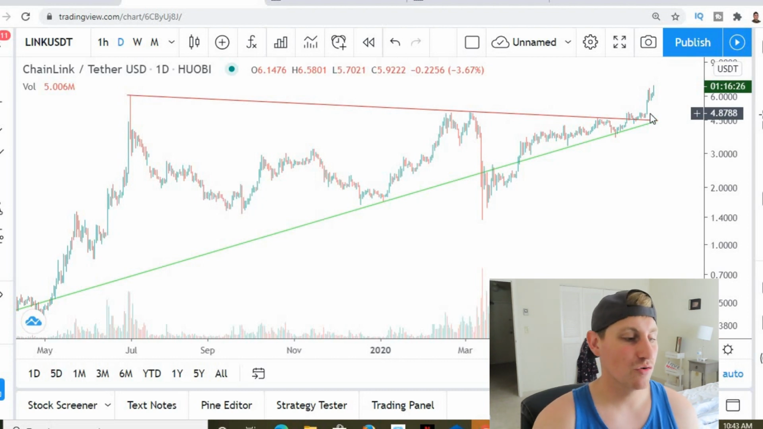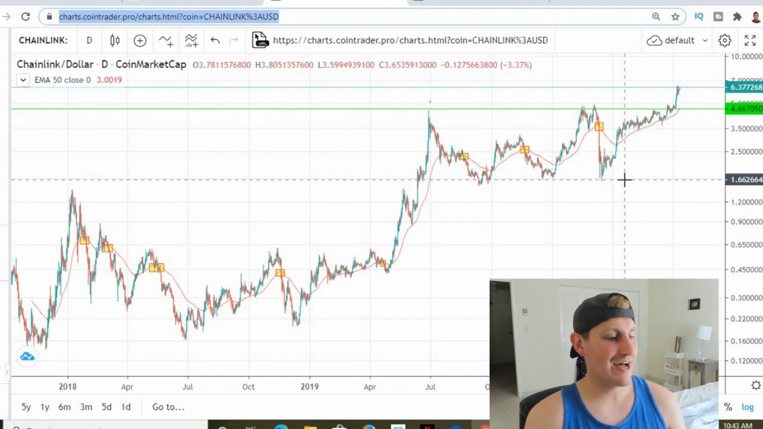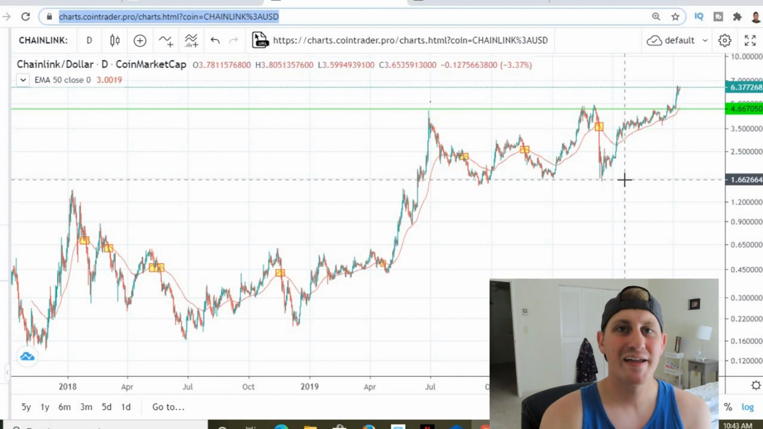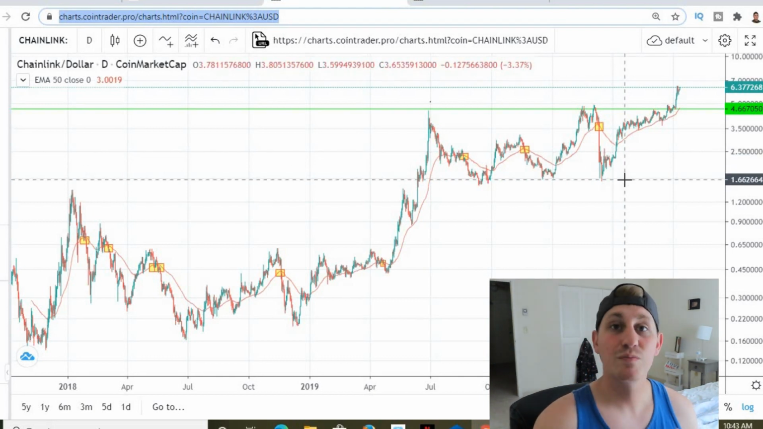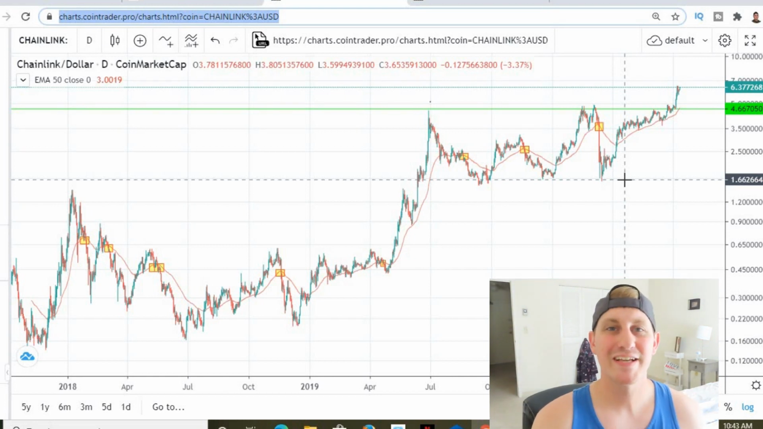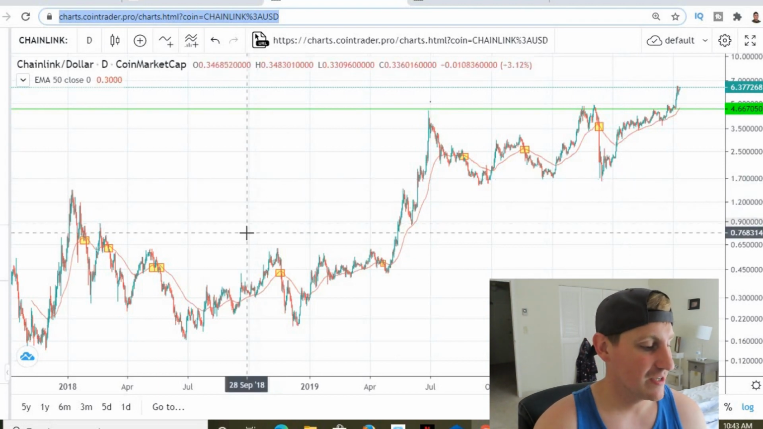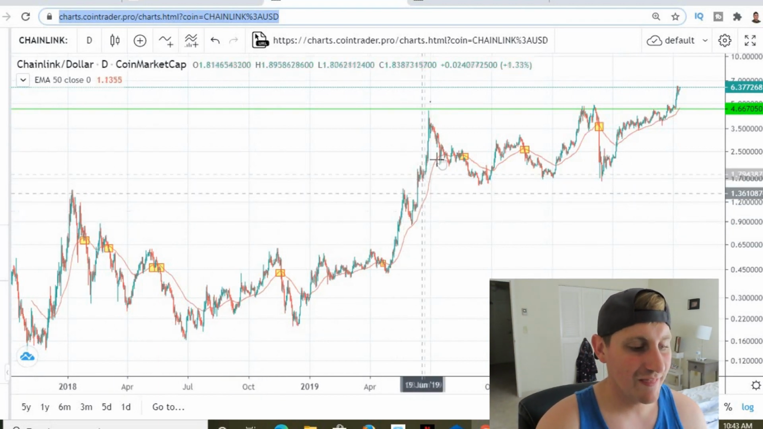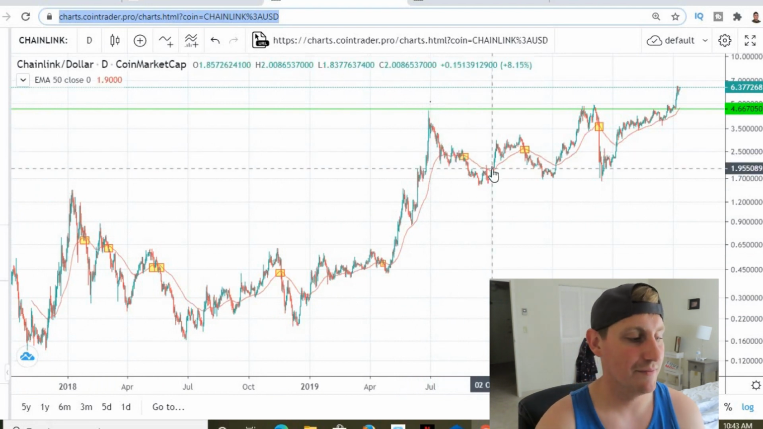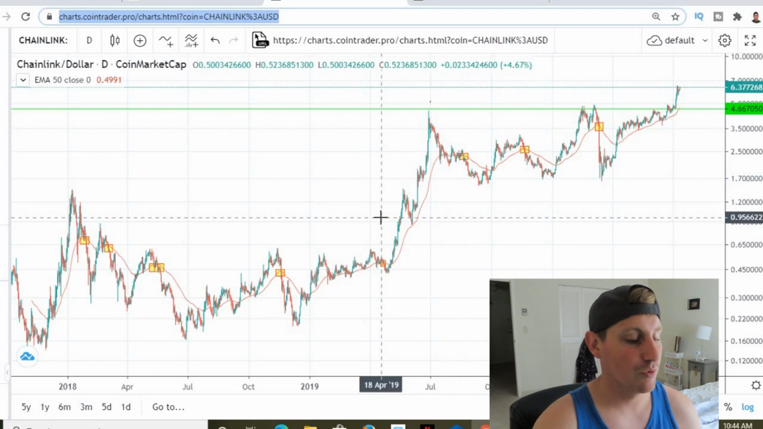Now I want to jump right on over to the next thing I wanted to talk about today, and that was how the 50 EMA, the 50 exponential moving average as it's called, has played a key part in Chainlink's bull runs over the course of its history, guys. As you can see, I have the red line, that is the 50 exponential moving average. That has supported us throughout the bull run each time for Chainlink.